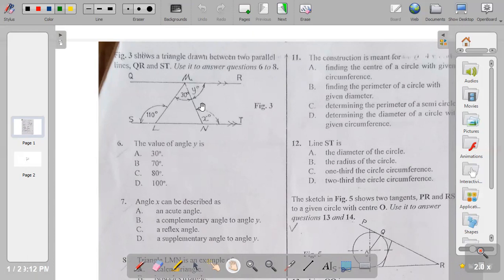So how do we get Y? The sum of angles in a triangle is 180 degrees, so we can start from there. We are given 30, and we are yet to determine this angle. And the sum of angles on a straight line is 180 degrees. So 180 minus 110 gives us 70 degrees. So here I have 70.